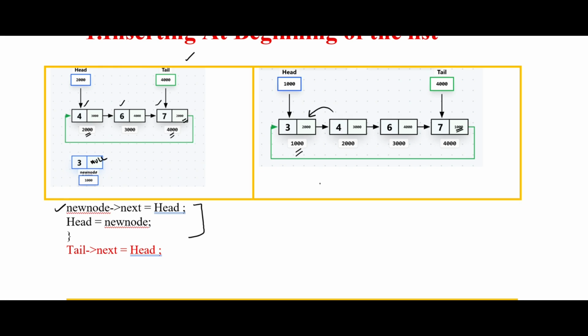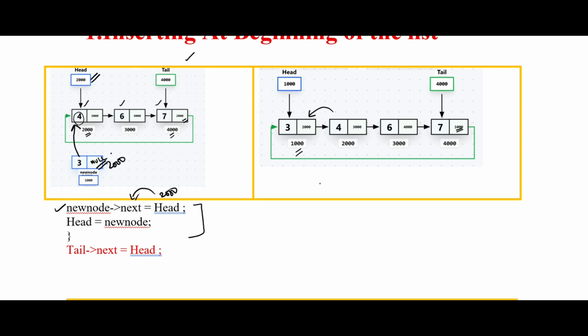So this is the new node I have created. In its next, I should store the address of the element 4. 2000 should come here, where the 2000 is present in the head. So first, 2000 should come to new node of next. So here 2000 will come, so that this will point to this 4. First step I have done.